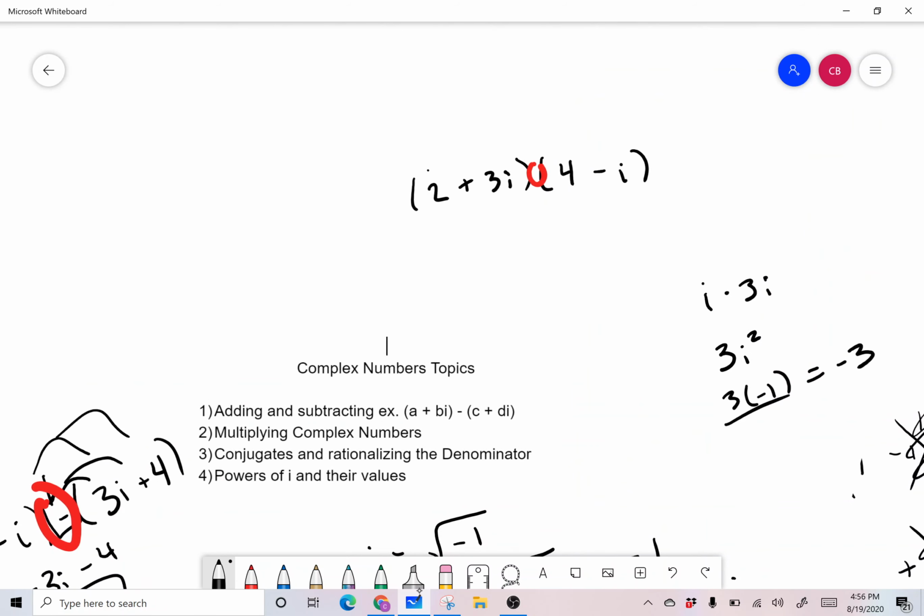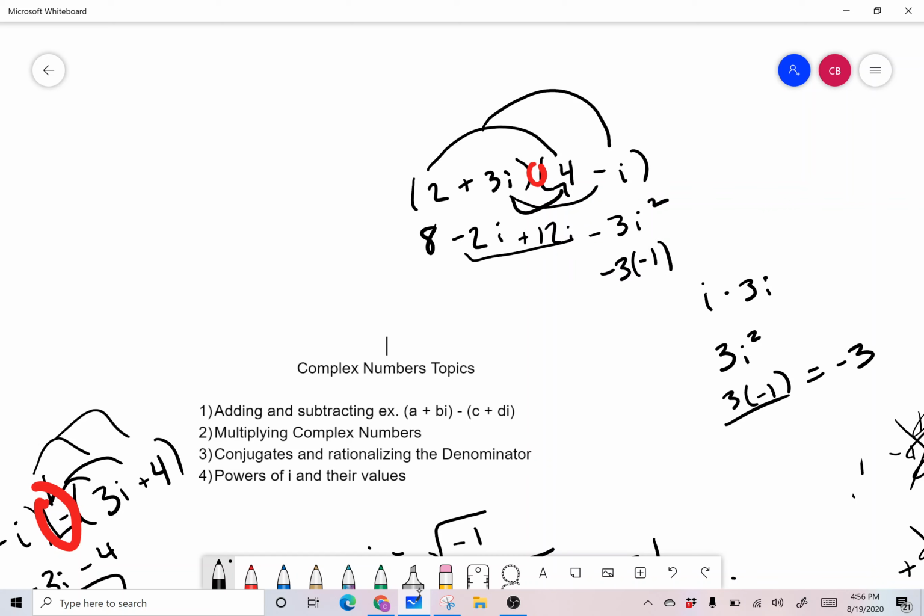So now we are going to distribute. 2 times 4 is 8. 2 times -i is -2i. 3i times 4 is positive 12i. And 3i times -i is -3i squared. Well, let's combine like terms. Well, this is -3 times -1. These combine to give us positive 10i. And we have an 8. So 8 plus 10i plus 3, which means this is 11 plus 10i. And that is our multiplication for this.